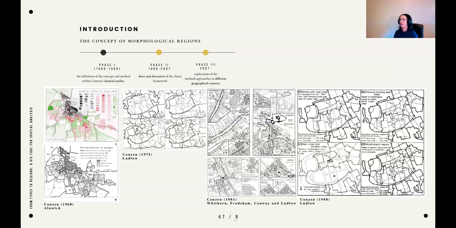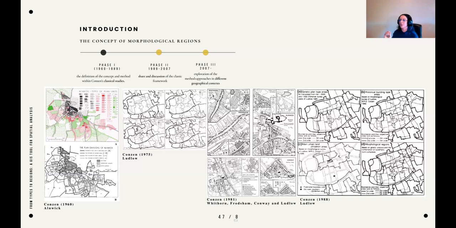So when was the concept created and by whom? The idea of morphological regions was a concept developed by Conzen, a German geographer, in the late 50s. The question of how to articulate and represent the structure of the urban landscape has been central to geographical urban morphology. Between the 50s and late 80s, Conzen made his major contribution to the development of morphological regionalization, the method, a process of mapping homogeneous regions of type that is fundamental to understanding the structure of change of cities.